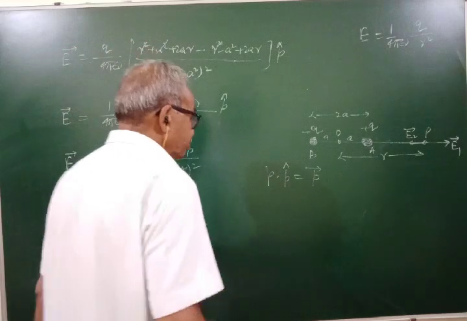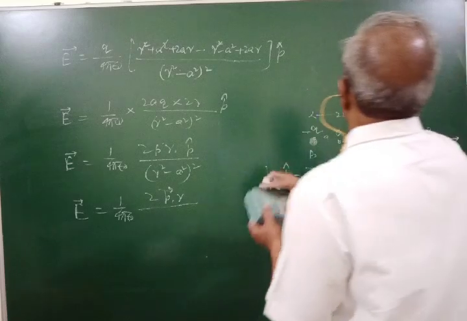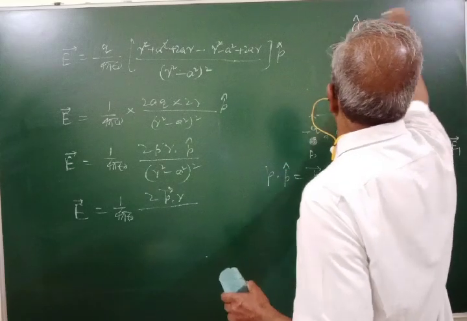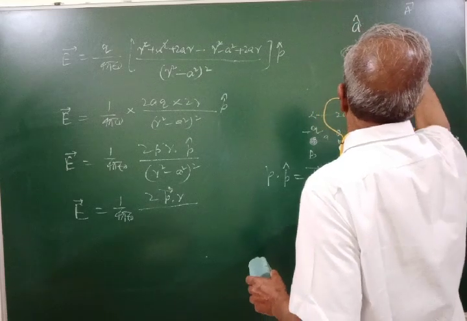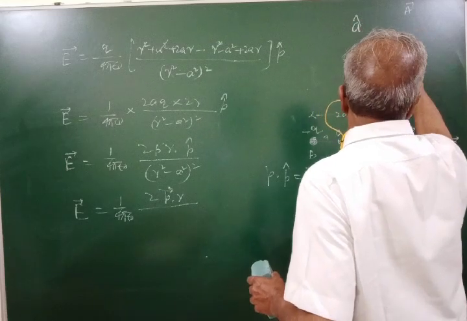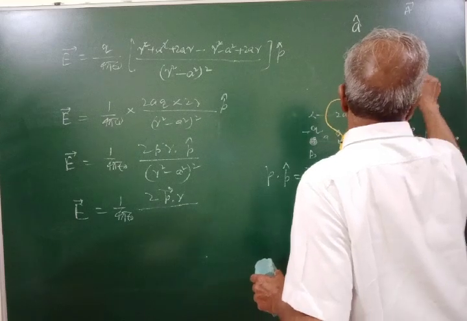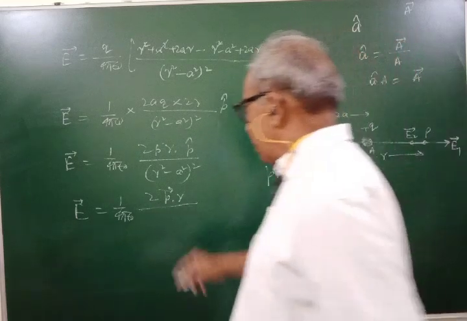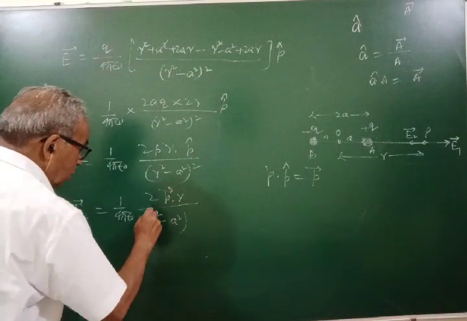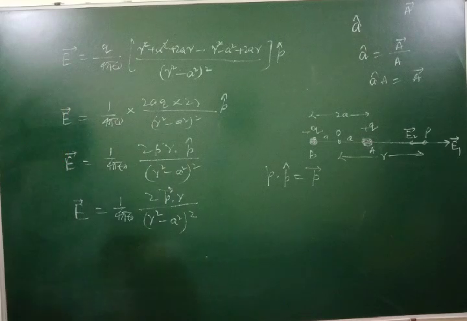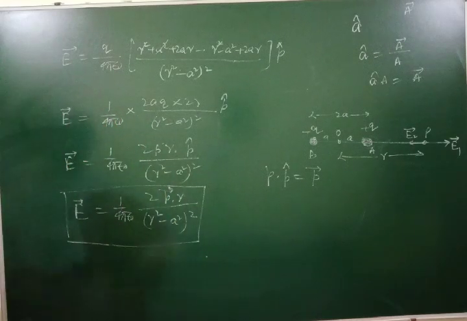Actually, a unit vector along any vector: suppose a cap is the unit vector along vector A. Then a cap is equal to vector A upon modulus A. So a cap into A is equal to vector A. So I have done this. Please try to remember such formulas: (r square minus a square) whole square.